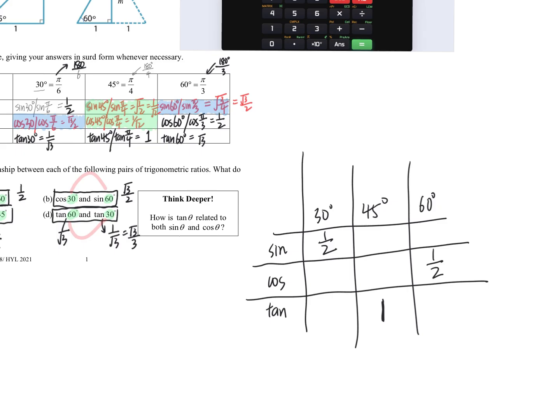Then tangent 45 is 1. One of them is root 3. One of them is 1 over root 3, correct? So 30 being the smaller angle is the 1 over root 3. Then this is the root 3. So that's how I try to remember. Or if you want the rationalized form, this is root 3 divided by 3. If you go and rationalize it.